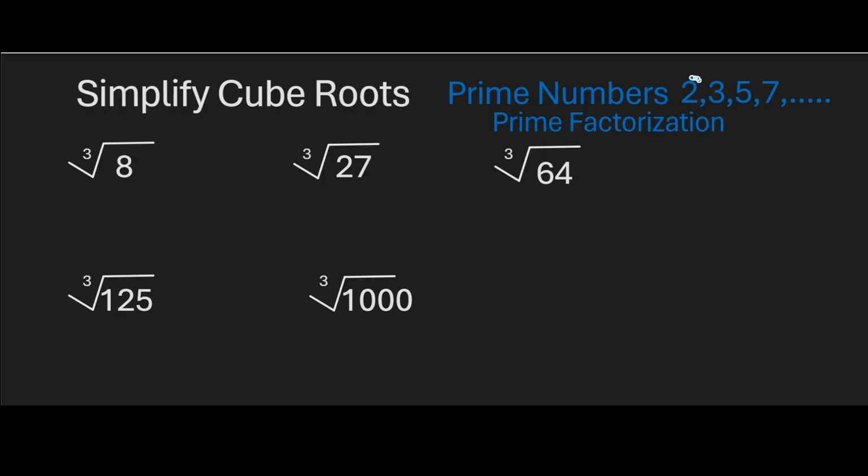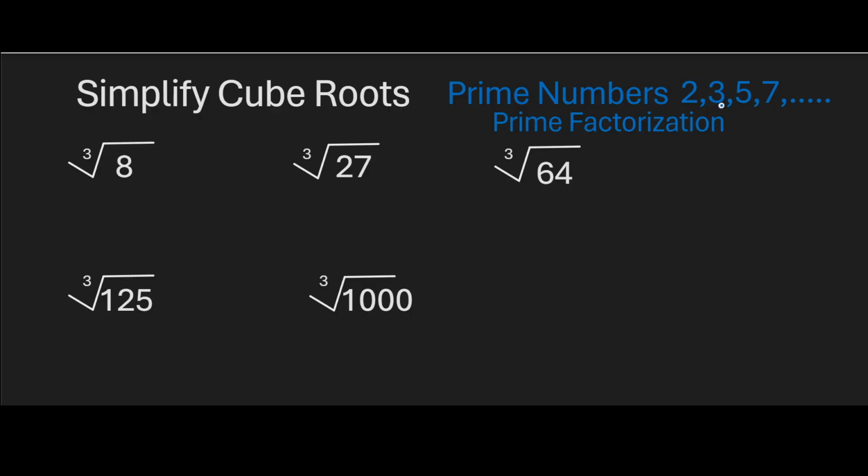A prime number is a number that is divisible only by itself and 1. For example, number 2. I can divide number 2 only by 2 and 1. I'm not going to be able to divide it by 3 because then I'm going to get decimal numbers, or by 5. The same thing happens with number 3.